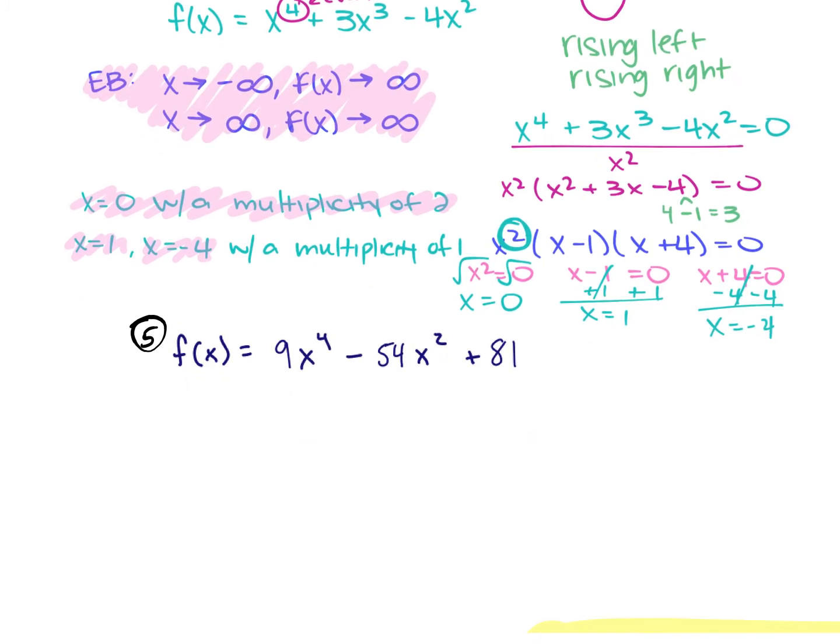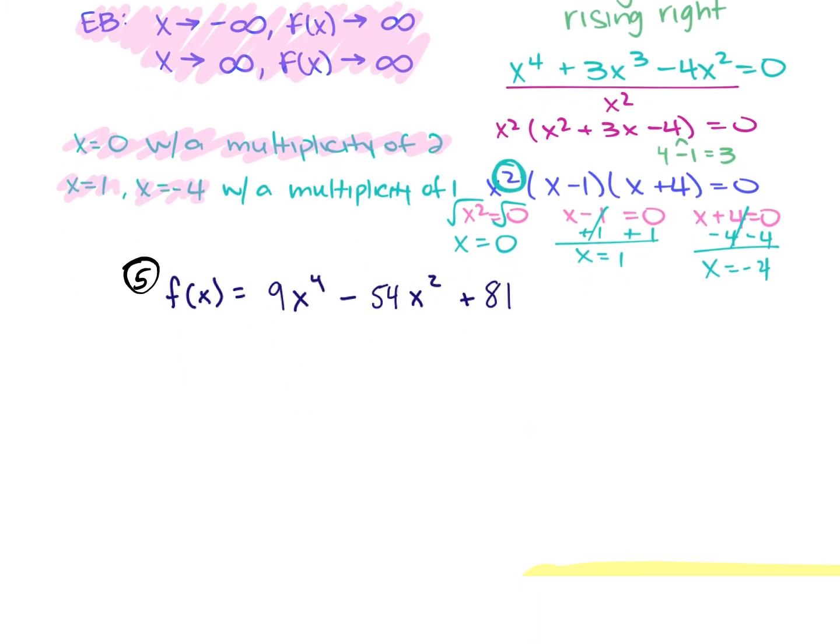For number 5, you have f of x is equal to 9x to the fourth power minus 54x squared plus 81. Is it in standard form? Yes. So, what's your highest power? 4. Which means it's even. It's a parabola. So that means that you are rising left or rising right? Rising left, rising right. Good.